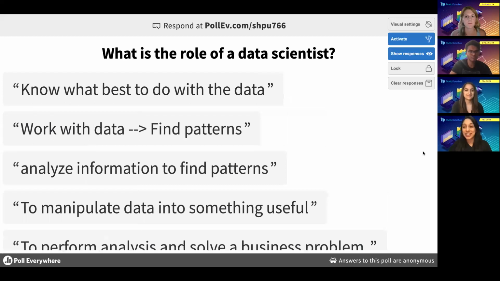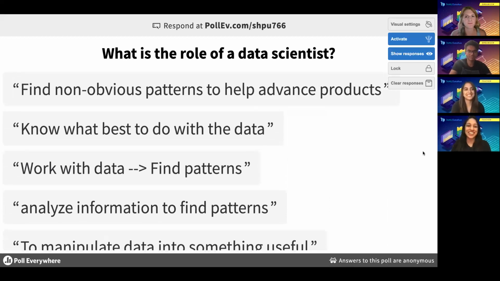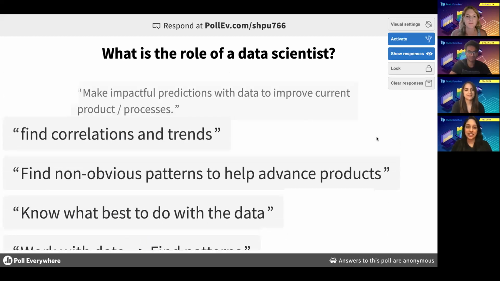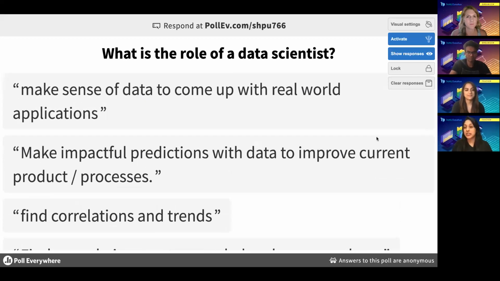Yep, you definitely need the technical skills. That's why we're the experts on data. Non-obvious patterns, yeah. Correlations and trends, yep. Predictions, yeah, improve processes. Sometimes you're not improving a product, you're also just improving the process. Yep, and real world applications, definitely. So I think these are all some really great answers.